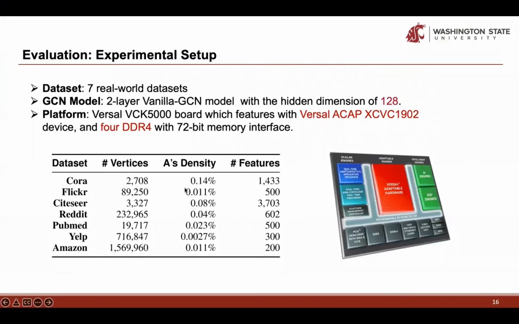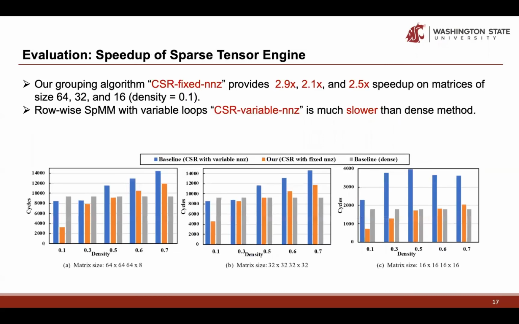Then I will talk about the evaluation part. I will first talk about the experimental setup. We use 7 real-world datasets as shown in the table. We use a 2-layer vanilla GCN model with a hidden dimension of 128. Our platform is the Versal VCK5000 board, which features the Versal ACAP XCVC1902 device and 4 DDR.